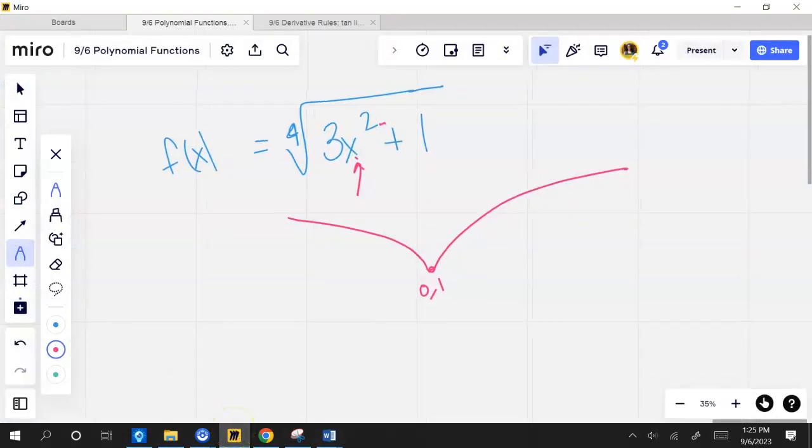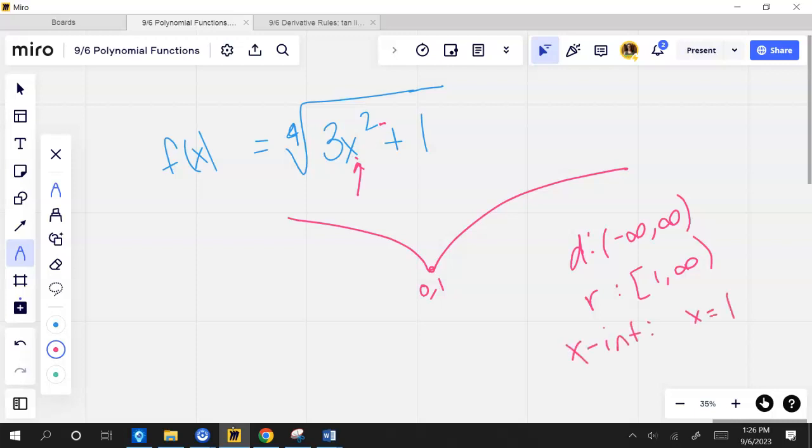It's okay. Domain, somebody said, would it just be negative infinity to infinity? And you're absolutely right. Ranges, that's exactly right. 1 to infinity, inclusive. What else do we have? X-intercept. Yes. How about Y-intercept? The brain got ahead of me there. 1. Oh, none. You are right.